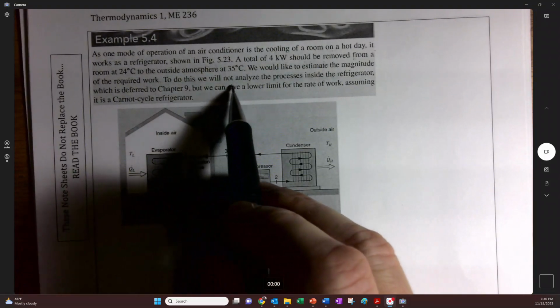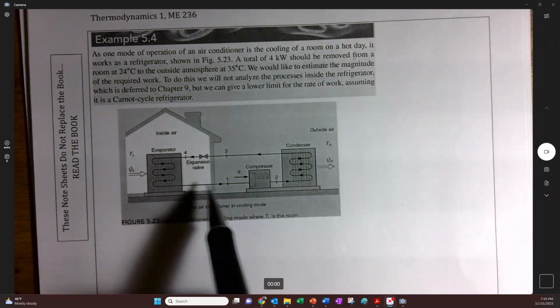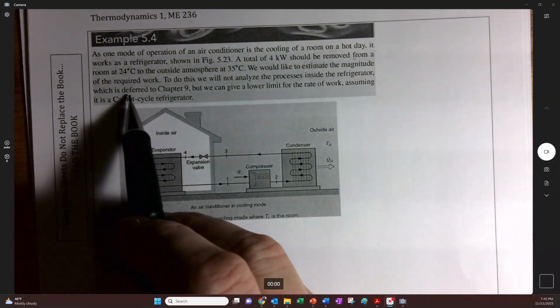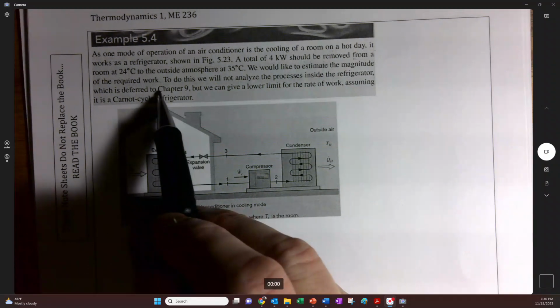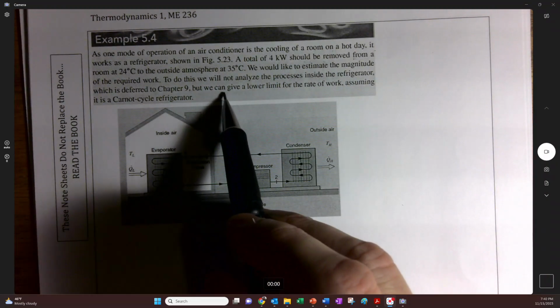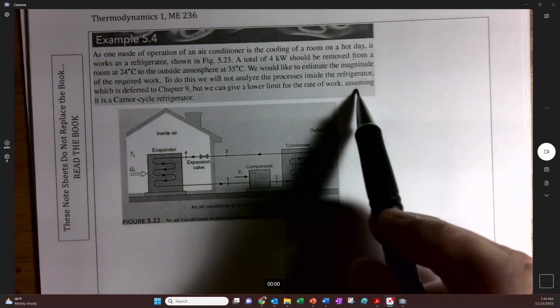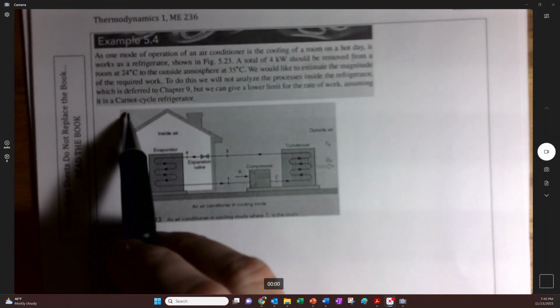To do this, we will not analyze the process inside the refrigerator, but instead look as we did. I guess that will be deferred to Chapter 9, but we will give a lower temperature limit to the rate of work, assuming it is a Carnot cycle refrigerator.